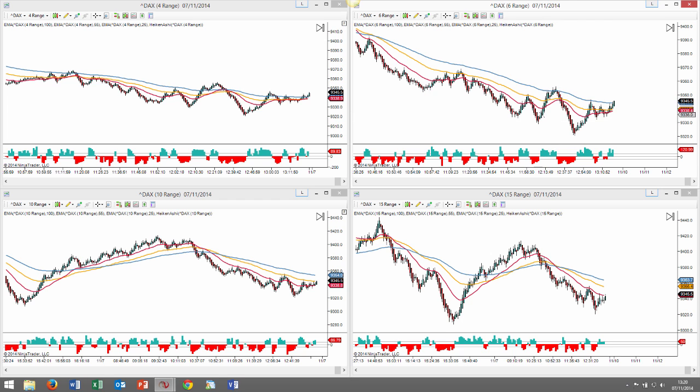This subsequent pullback, I didn't get involved in because it was just too much of a pullback. It's also breaching the previous highs. And then this pullback over here was just recently, and we were within 30 minutes of the NFP, so I decided not to take that opportunity.